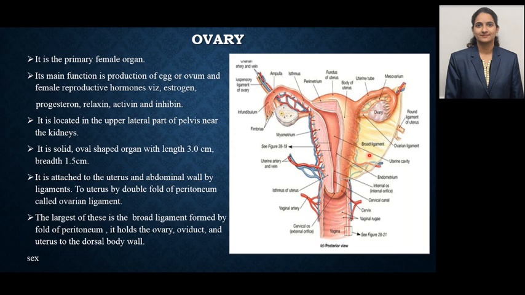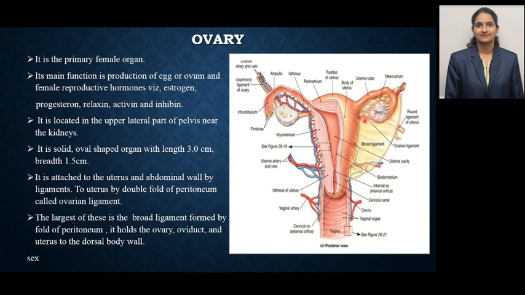By a double folded peritoneum, the ovarian ligament. This is the ovarian ligament which attaches the uterus and ovaries.